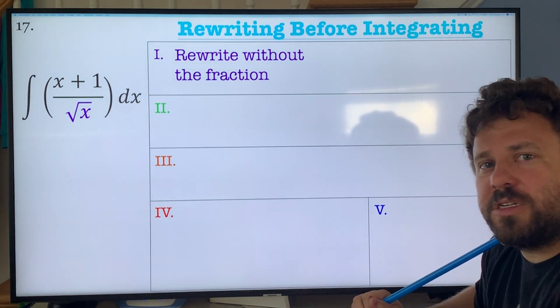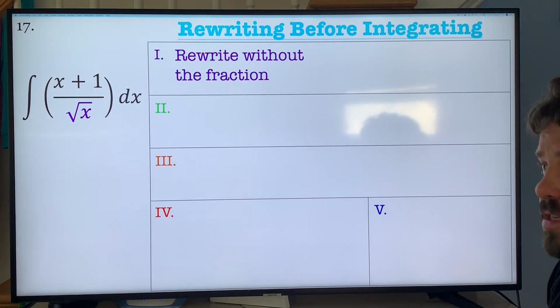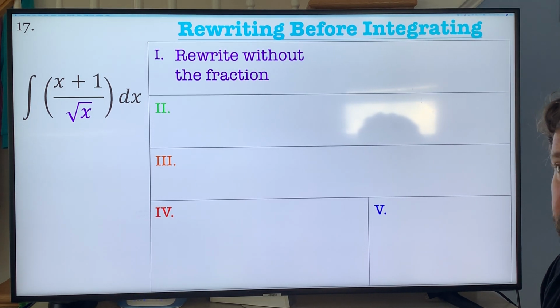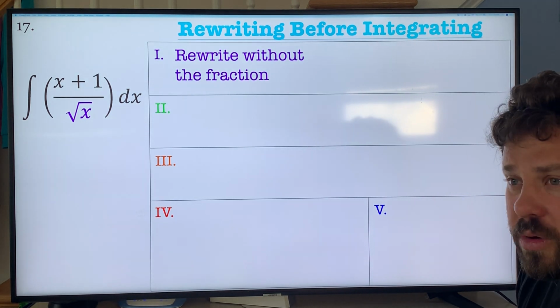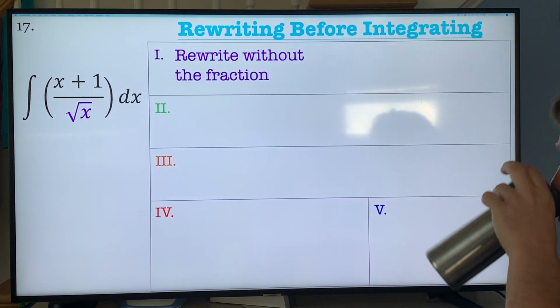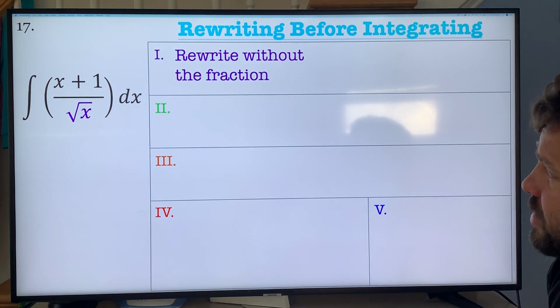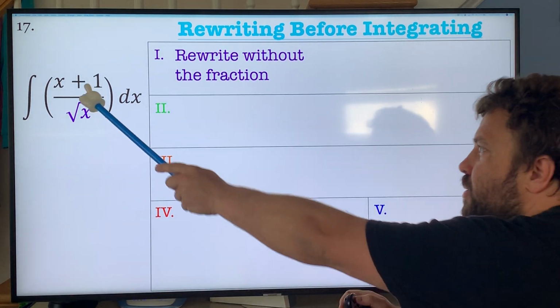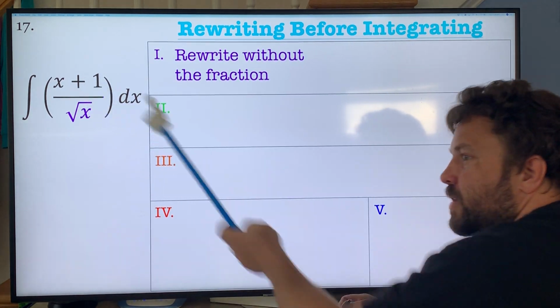There is no such thing as a product rule. There is no such thing as a quotient rule with this. The only thing we're going to do later on is integration by substitution, which is really difficult, really time consuming, and you don't want to do it if you don't have to. It's not that hard, but... So you rewrite it without the fraction. Remember what to do if you have one function on bottom and two functions on top.